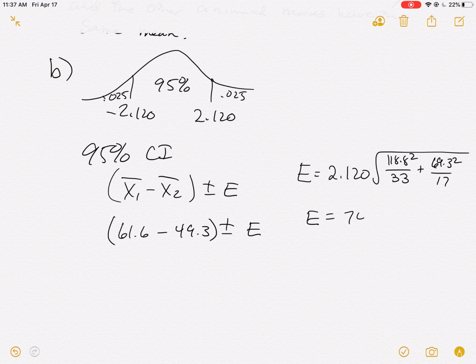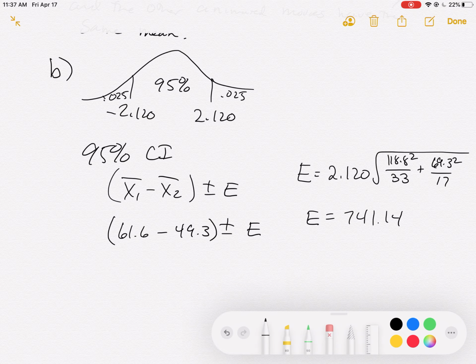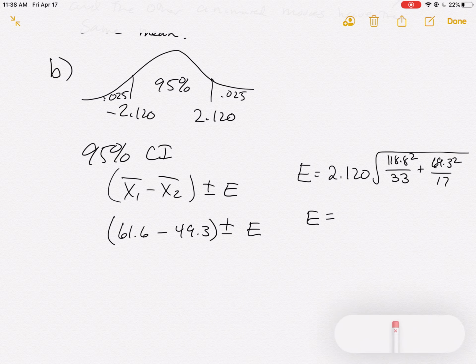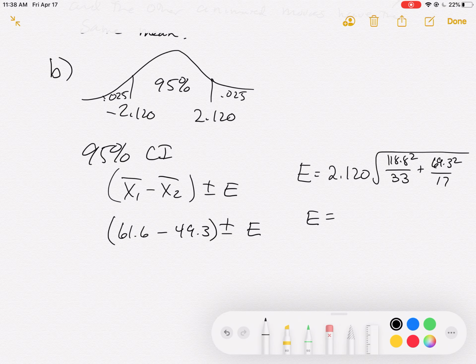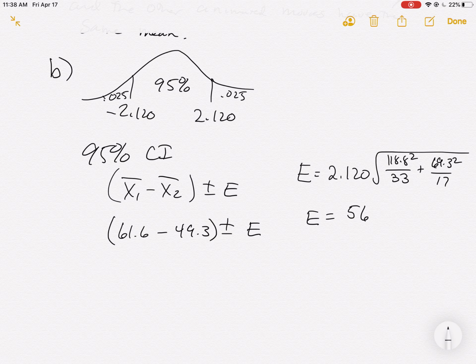I got 741.14. It seems really large, so I'm going to rerun that again. So it's 2.120 times the square root of 118.8 squared divided by 33 plus 69.3 squared divided by 17. That seems more reasonable. The answer that I got with the 700 didn't seem to match the data that was given in terms of the size. I'm getting something way more respectable here, so I apologize for that.